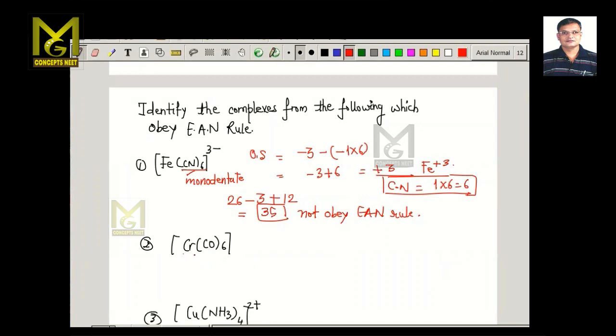In the next complex, the atomic number in case of chromium is 24, minus the oxidation state, which is 0, plus monodentate ligand, 2 into 6, that is equal to 12. So the overall answer in this case is 36, and this 36 is equal to the noble gas configuration, and therefore it obeys the EAN rule.